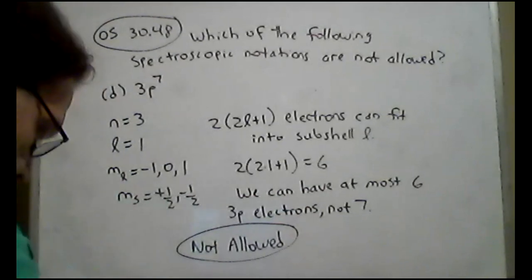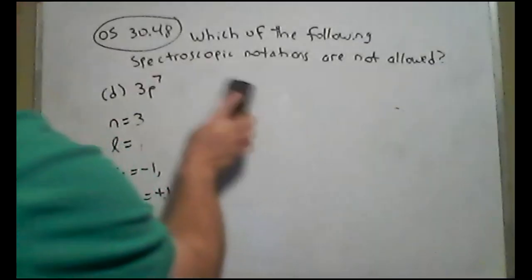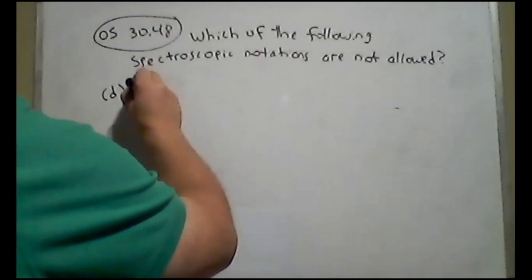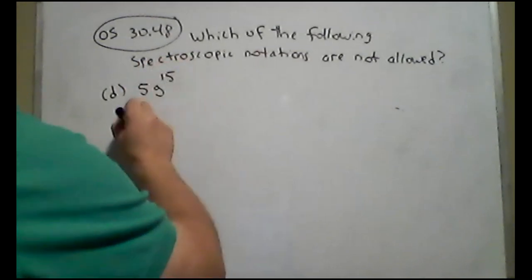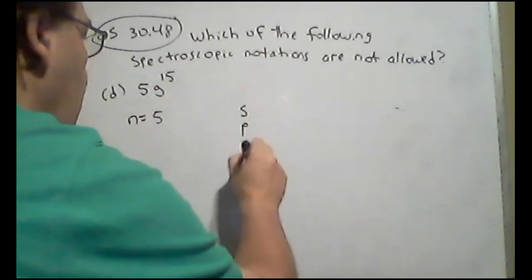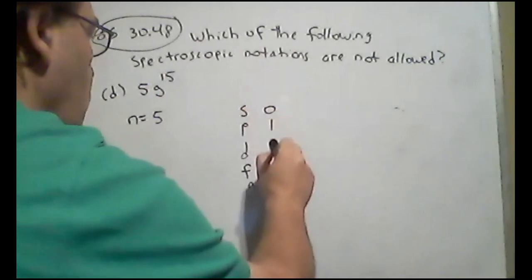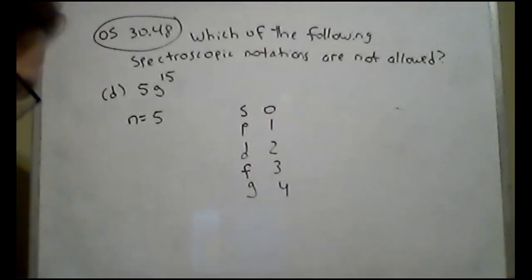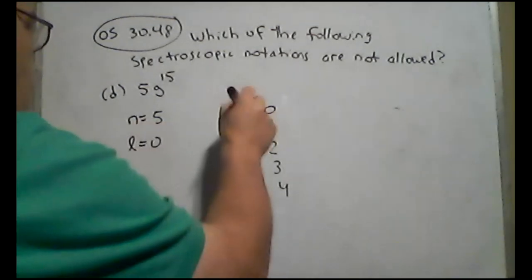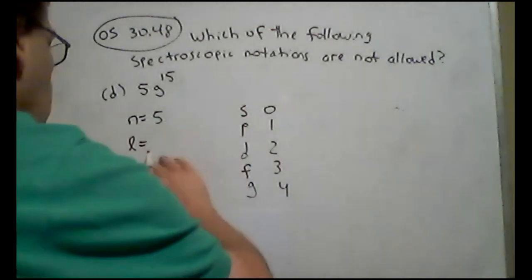So again, there's one more subsection here. Part E is 5g15. What does that tell me? Well, it tells me n equals 5. Let's see here, s, p, d, f, g. So 0, 1, 2, 3, 4. That means that L must equal 4. So L equals 4 if it's a g.